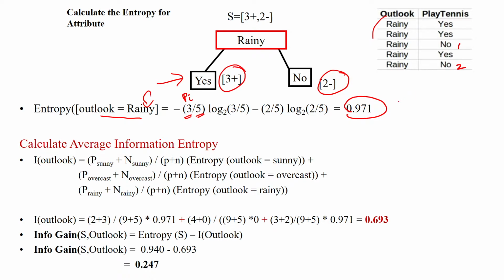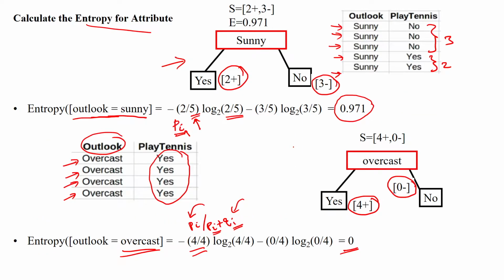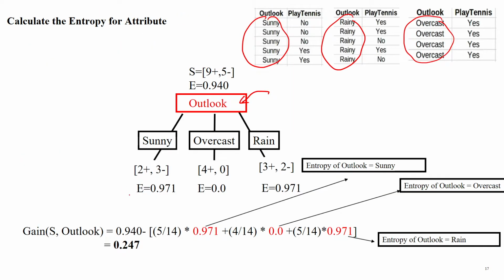Now we have calculated the entropy of outlook for the 3 values: sunny, rainy and overcast. Using that, we have substituted here: entropy of sunny is 0.971, entropy of overcast is 0, and entropy of outlook when the value is rainy is 0.971. So the total information gain is now calculated here, right?